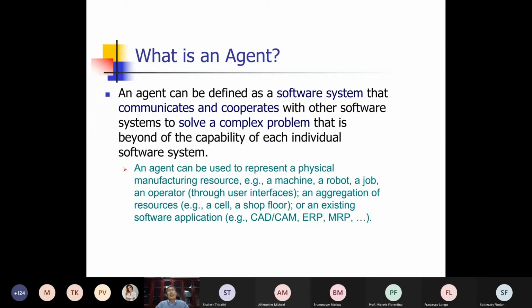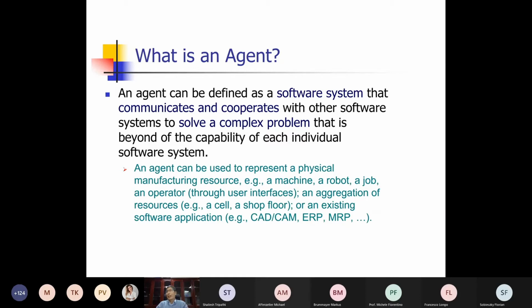So what is an agent? In fact, I have been working on this technology for the past 28 years, and there are many different definitions from different perspectives. My definition of an agent is under the context of engineering, design, and manufacturing particularly. An agent can be defined as a software system that communicates and cooperates with other software systems to solve a very complicated problem, one that is beyond the capability of each individual software system. One software cannot solve a bigger problem, so a number of software systems work together to solve it. Each software system is modeled as an agent.